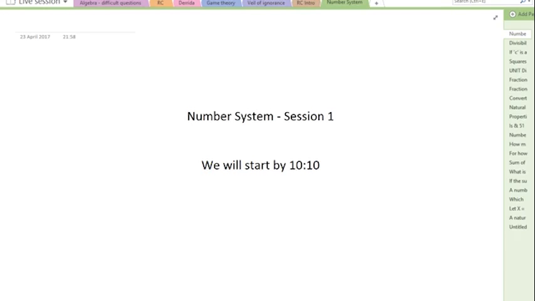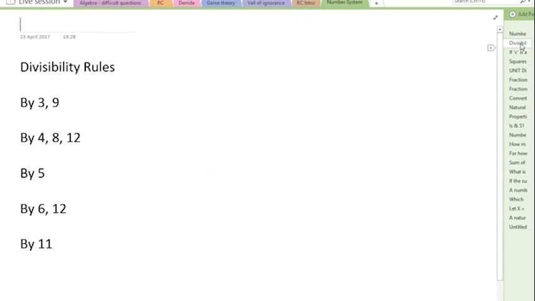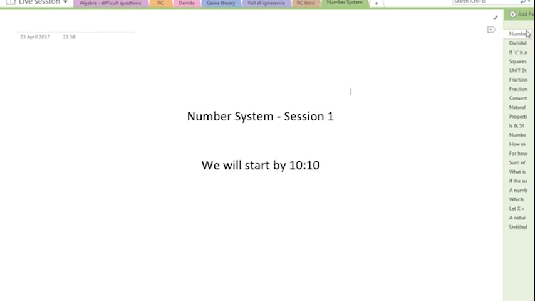Okay, we'll get started. We'll see if more people tune in, and if we need to change something accordingly. So today we plan to do number system. I plan to cover the entire thing in three sessions. In general, the first session will be more basic, the second will cover different topics with more difficult questions, and in the last session we'll do more difficult questions as well.